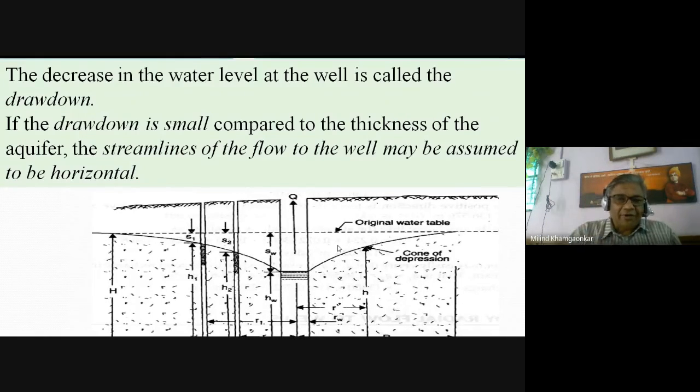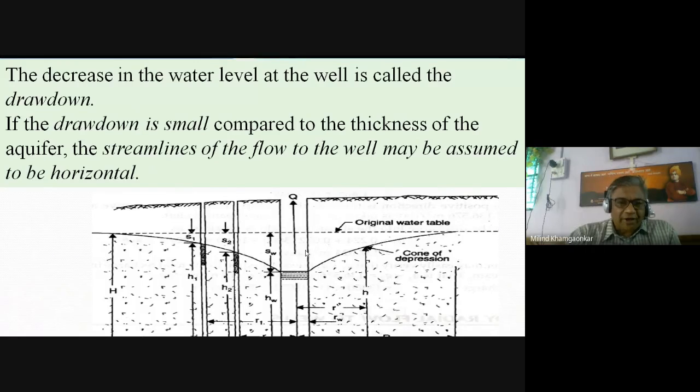At this time, the flow which is coming into the well is called as the steady flow. And the decrease in water level at the well is called as the drawdown, that we have seen very well. If the drawdown is small compared to the thickness of the aquifer, the streamlines of flow to the well may be assumed to be horizontal.